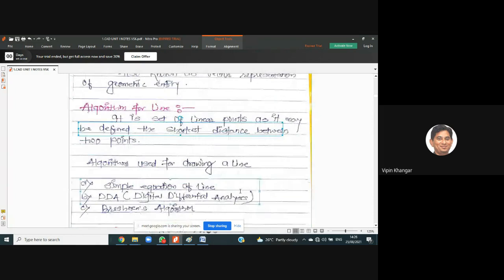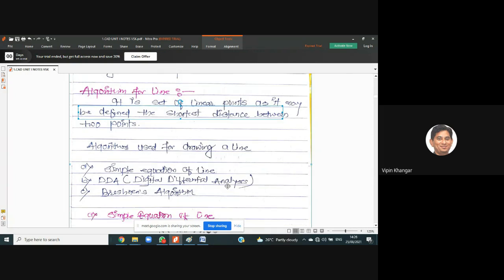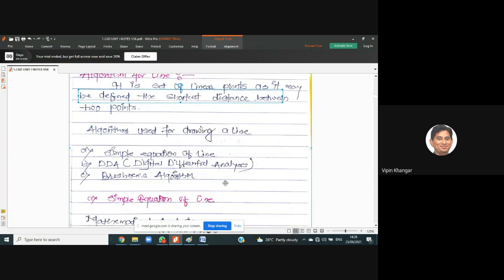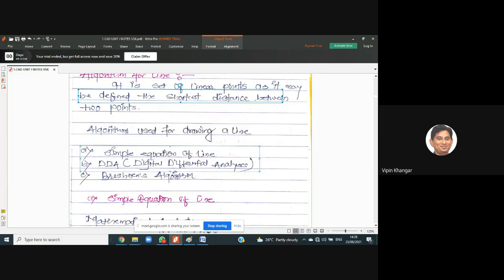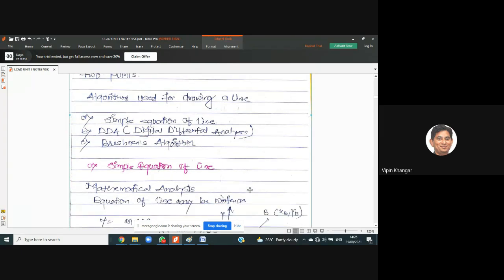Okay. Now, what are the various algorithms used for drawing a line? When you talk about this, there are three types of basic algorithms that are most commonly used. First is the simple equation of line, then we're going to see DDA, digital differential analyzer, and Bresenham's algorithm. Most of the questions and numericals asked in examination are based on only these three types of algorithm. You're not going to get anything from outside of this.